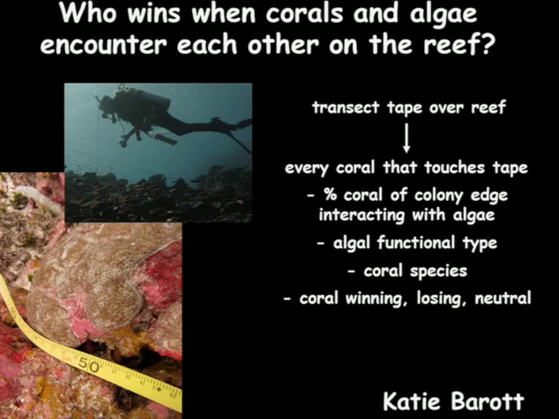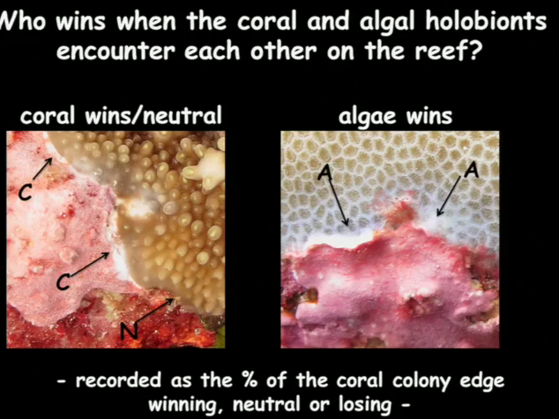So what's going on in these interaction zones? And this is just us going out in the field. The first thing that we do is just lay down transect tapes across the coral reef. And then we count every coral going along this. And then we estimate the amount of interactions with algae, what types of algae, et cetera.